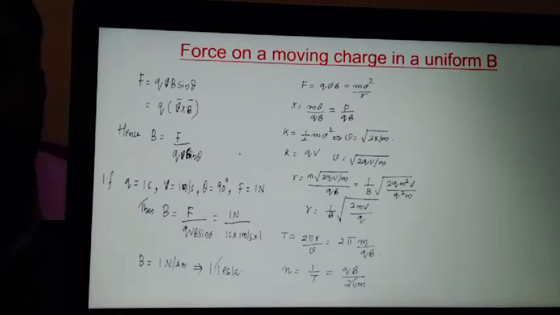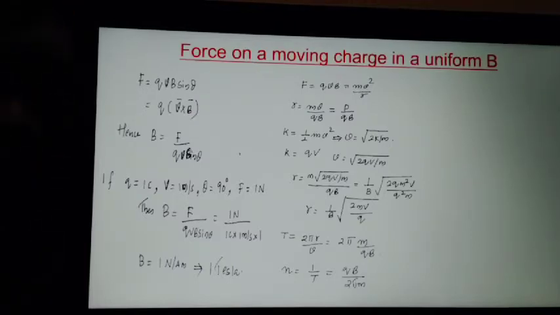See, for the force on a moving charge in a uniform magnetic field, the radius is given by mv by qB. So r is equal to mv by qB, that is, v is equal to qBr by m. So as r increases, v also increases.